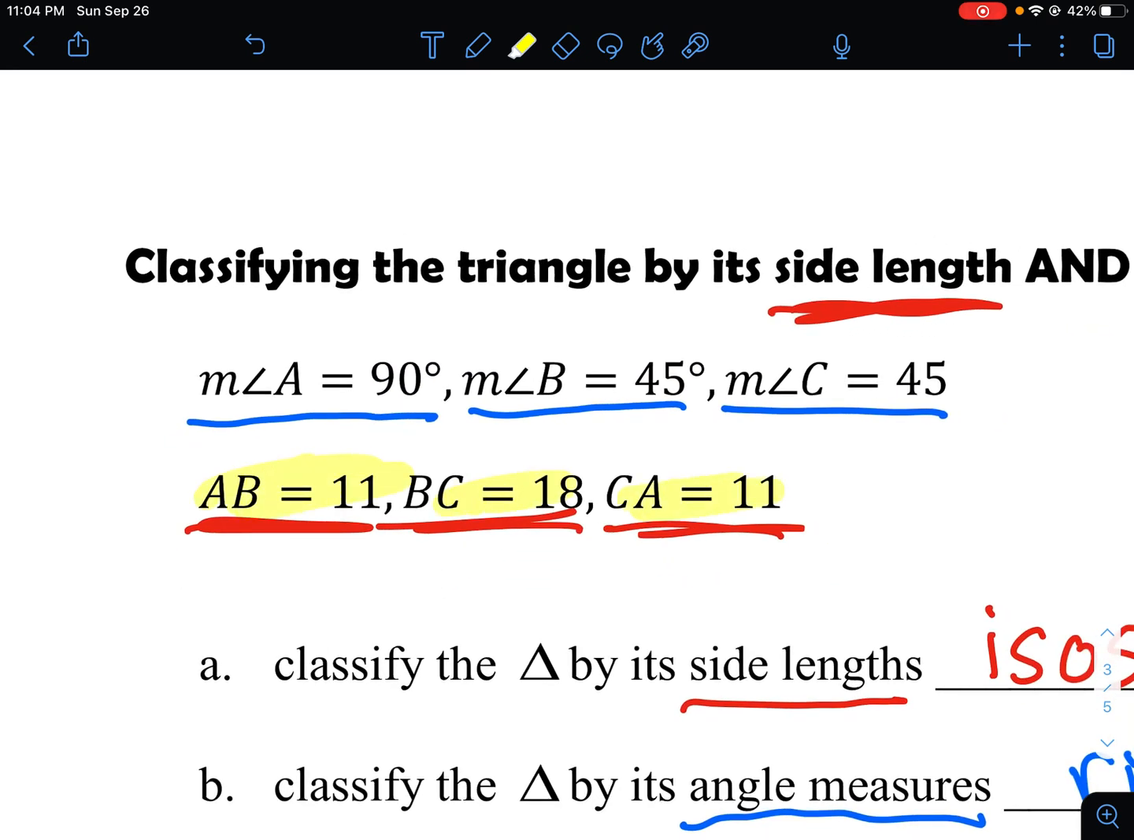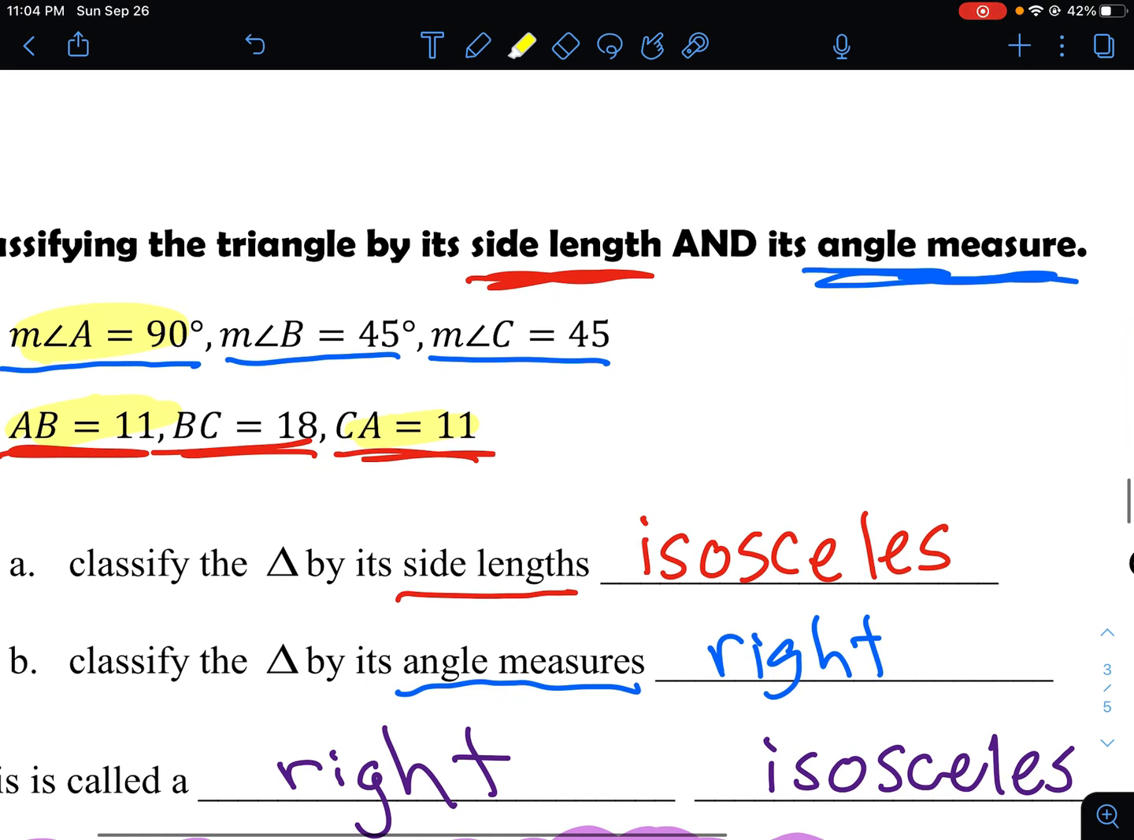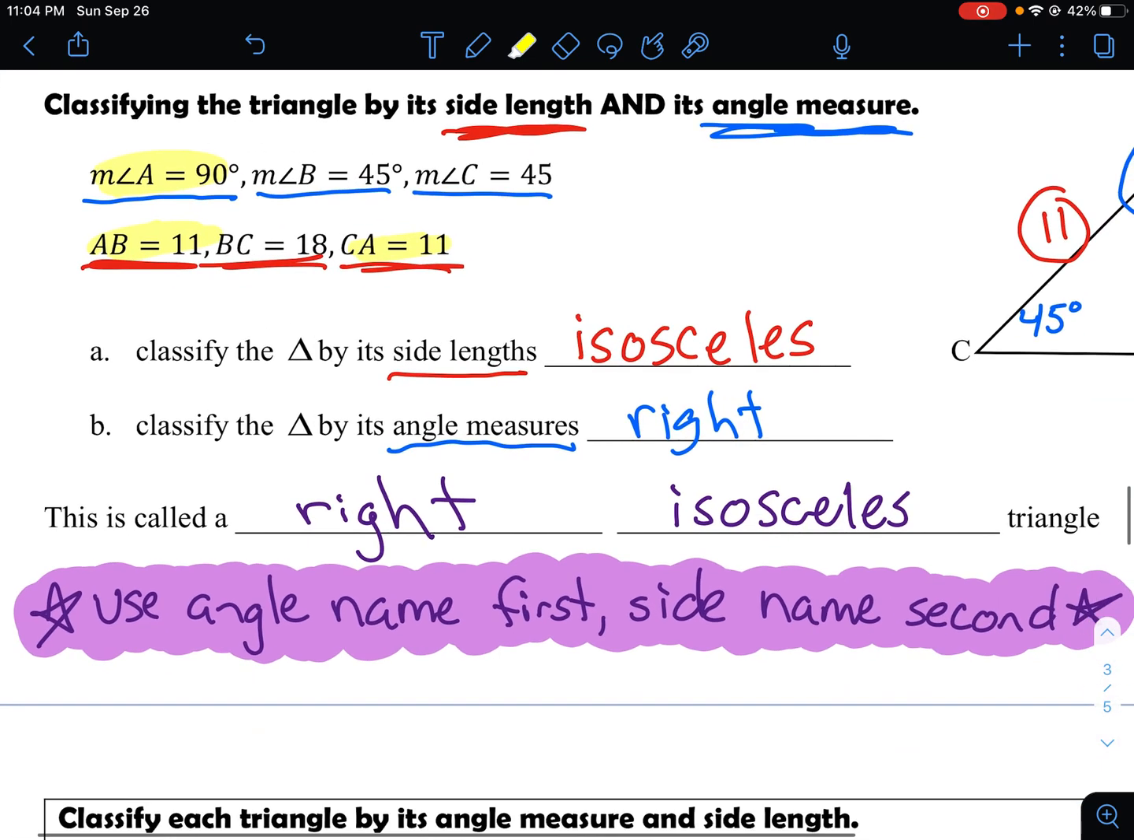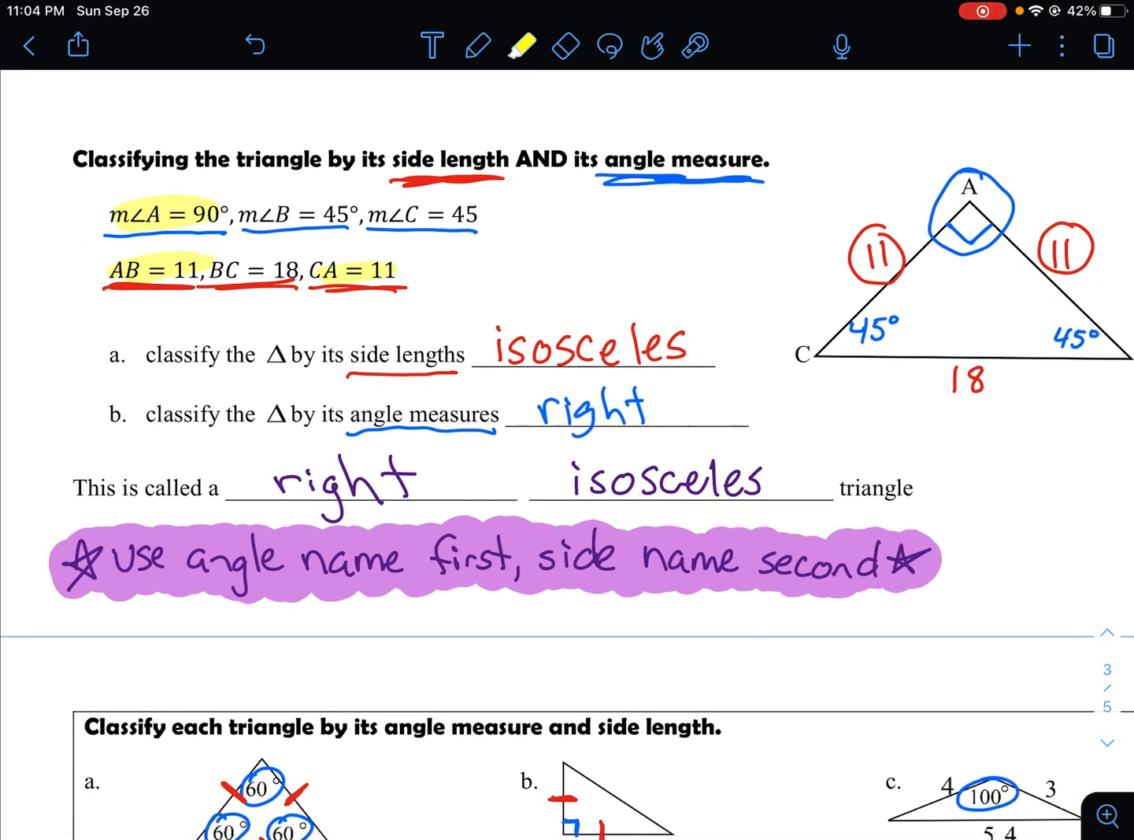11, 18, 11. So two sides are the same. Two sides are the same, and I have a 90-degree angle. If two sides are the same, that means it's isosceles based on its sides. And if one of the angles is 90 degrees, that means it's a right angle. So this is called a right isosceles triangle. Okay, we use the angle name first, side second. So this is a right isosceles.